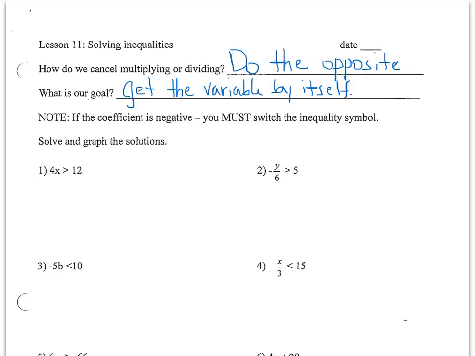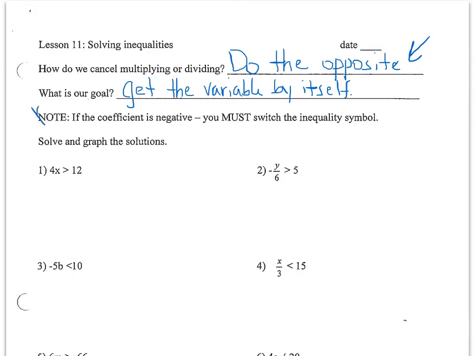Lesson 11 is solving inequalities. We're going to talk about how to solve one-step multiplying and dividing inequalities. How do we cancel multiplying and dividing? We do the opposite, just like we have for solving equations. The goal still is to get the variable by itself.